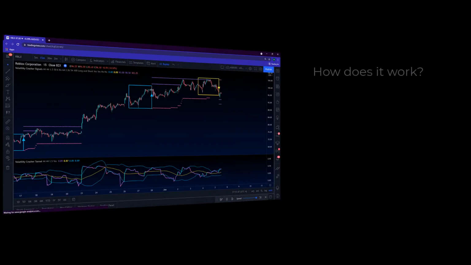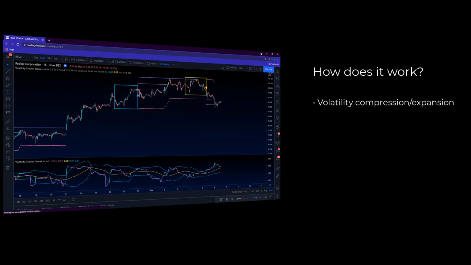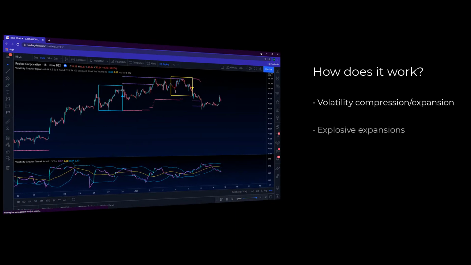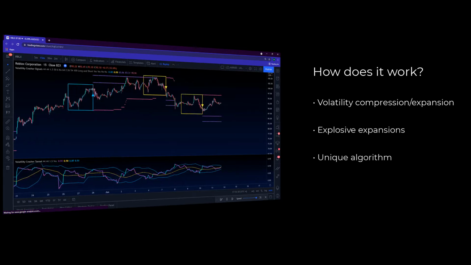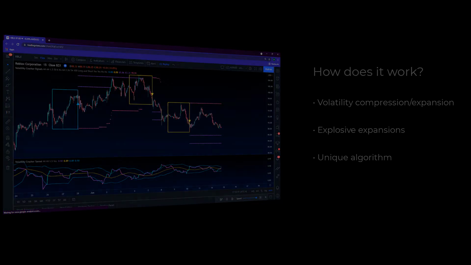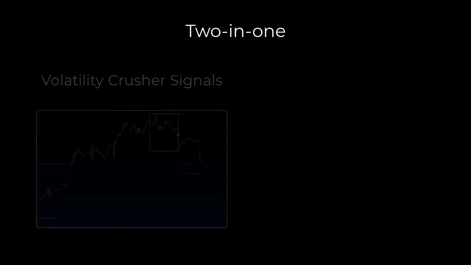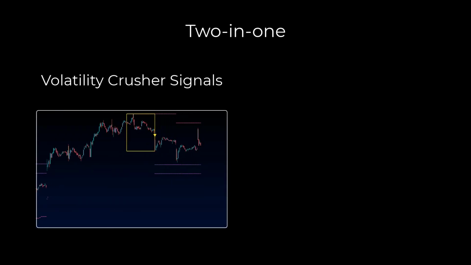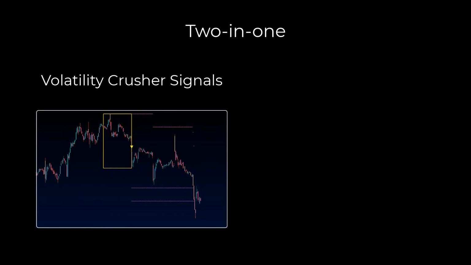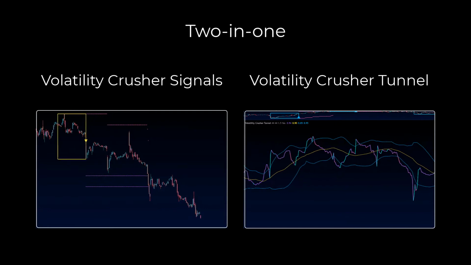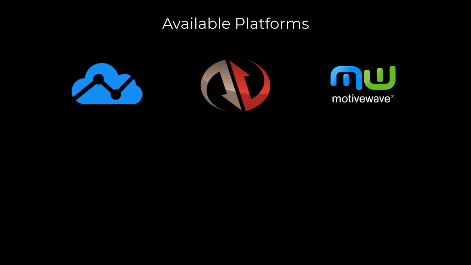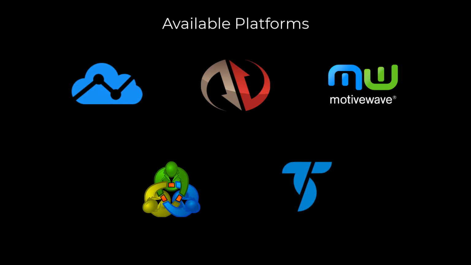It's all about analyzing trends in volatility, compression, and expansion, and signaling the moments where price explodes into a trend. It takes a unique and innovative approach to identifying these high-quality breakouts and breakdowns that we'll get into later in this video. It includes two indicators in one: Volatility Crusher signals for visualizing the trading signals, targets, and stop loss on the chart, and Volatility Crusher tunnel for visualizing the more involved process of compression and expansion in a subplot. It's currently available for TradingView, NinjaTrader, MotiveWave, MetaTrader, TradeStation, and more.